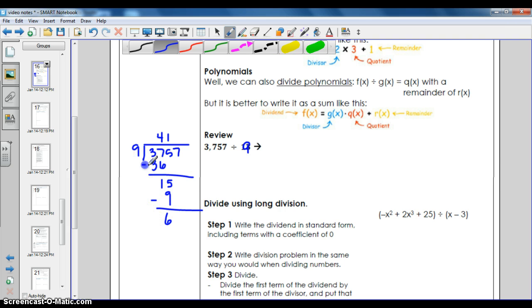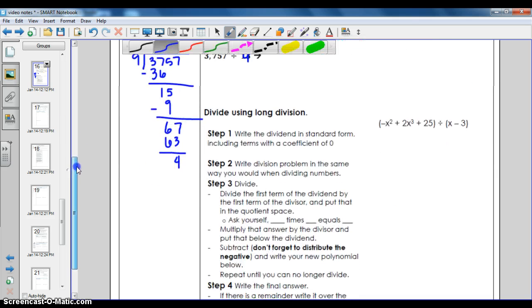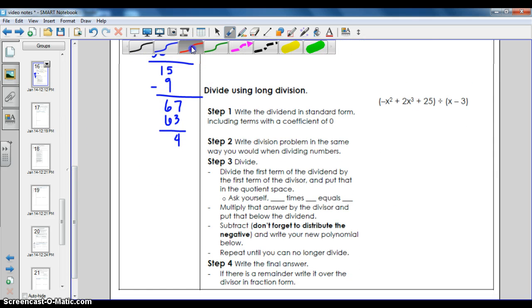And remember, we're subtracting. So then 6 can't divide by 9, so we bring the 7 down last. And we know 9 times 7 is 63. So then we can subtract there and we get 4. And that is our remainder. So our answer would be 417, remainder 4. So we're going to do that same thing, only this time we're going to do it with polynomials. So here's what it looks like.